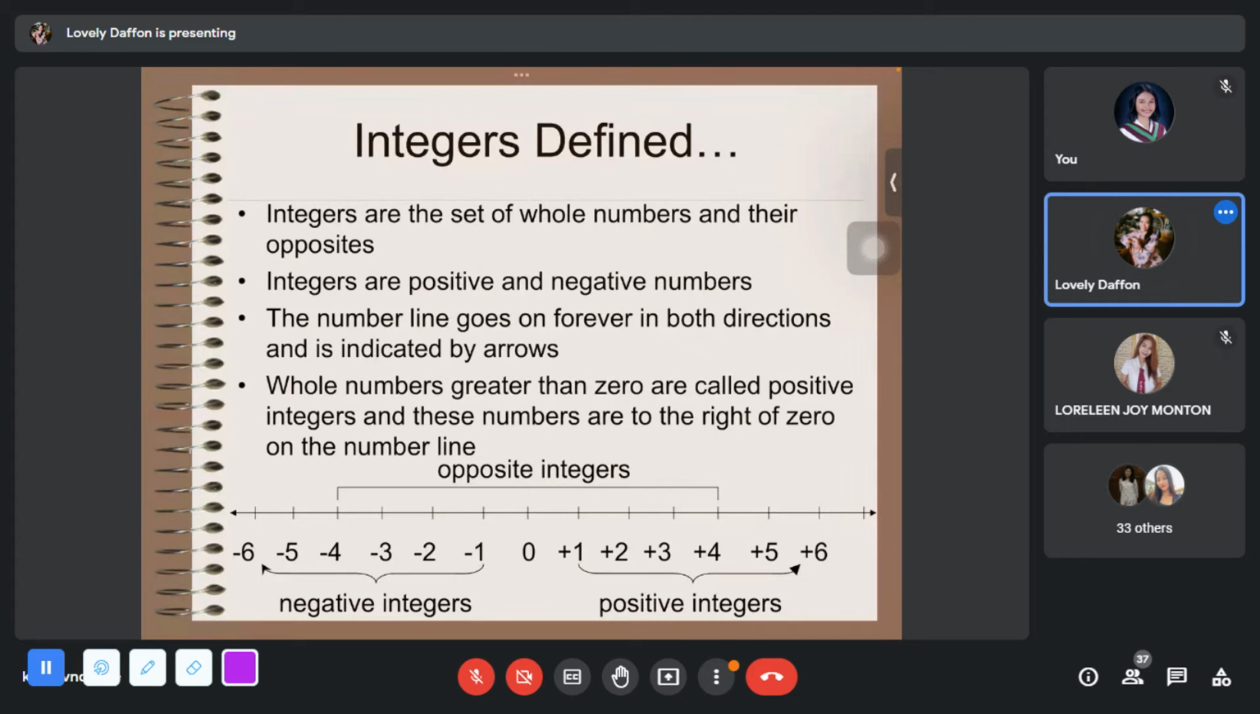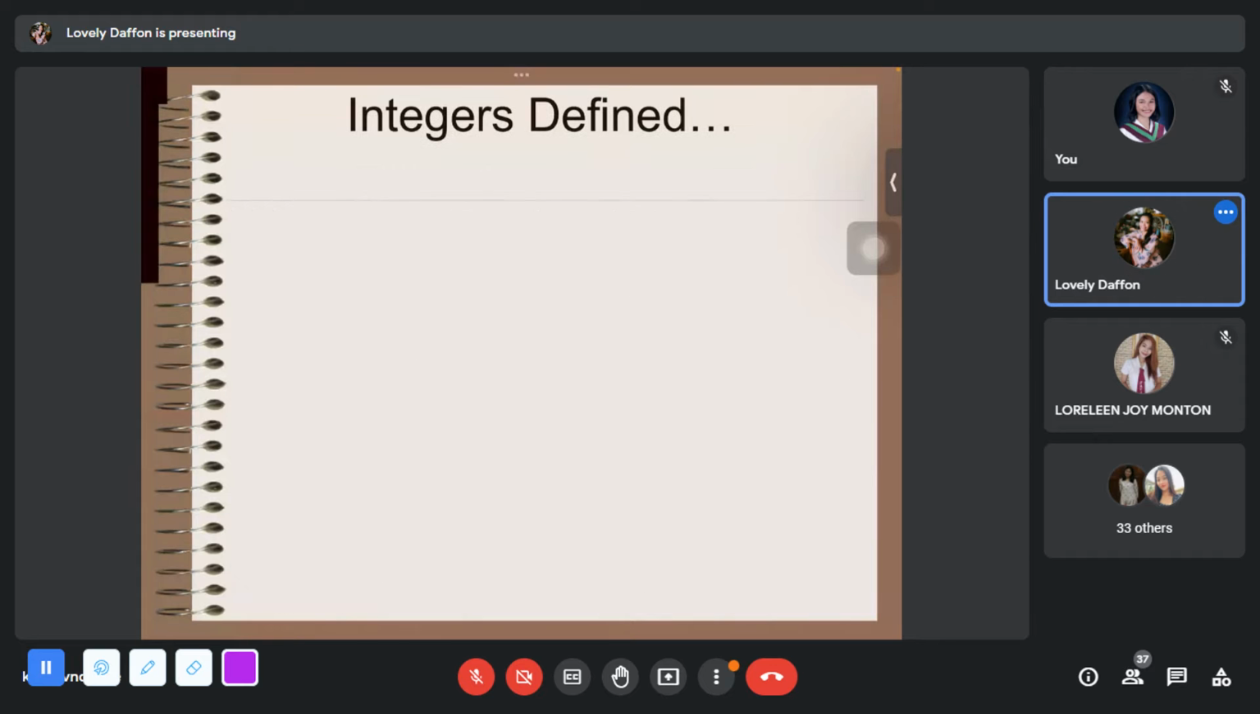So ana siya. So the number line goes on forever in both directions, just like what we have said, and whole numbers greater than 0 are called positive integers, and these numbers are to the right of 0 on the number line. And the opposite of the 0, or in the left side, those are what we call the negative integers.